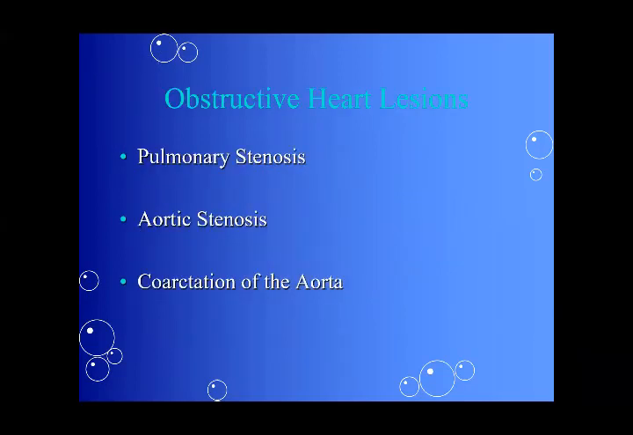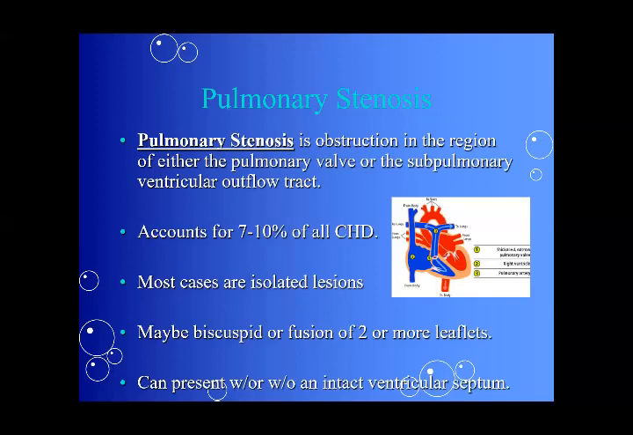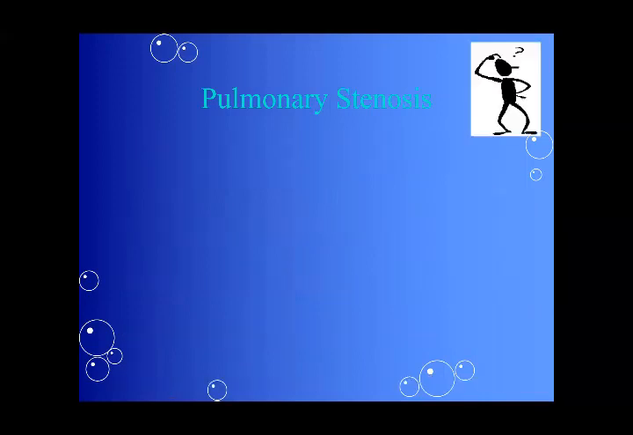Then there come the obstructed heart lesions that can present with heart failure. These are pulmonary stenosis, aortic stenosis, and coarctation of the aorta. In pulmonary stenosis, the obstruction is in the region of either the pulmonary valve or the subpulmonary ventricular outflow tract. It accounts for 7 to 10% of all congenital heart diseases. Most cases are isolated lesions, but the valve may be bicuspid or have fusion of two or more leaflets. It can present with or without an intact ventricular septum.